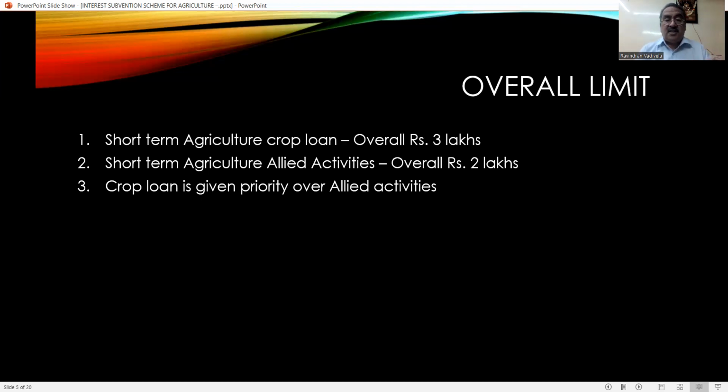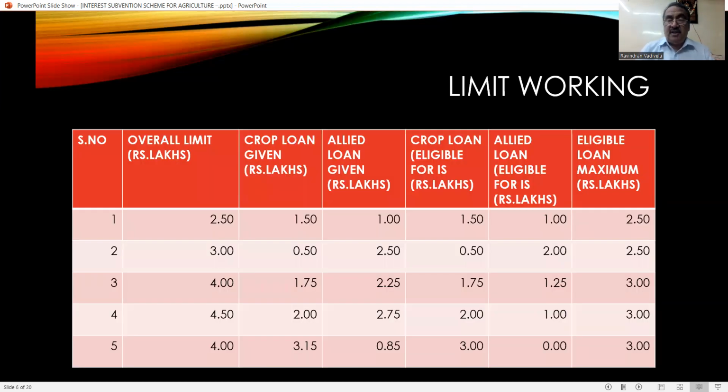Let us discuss this with a detailed presentation in the form of examples. This example is clearly mentioned in the RBI circular. Based on that, I have prepared this in tabular form. The first situation: the overall limit is 2.5 lakhs. The crop loan is given to the extent of 1.5 lakhs, and allied activities, it is 1 lakh. For crop loan, the maximum limit is 3 lakhs; for allied, it is 2 lakhs. So both are eligible to be claimed under IS. They are eligible to get the interest subvention.